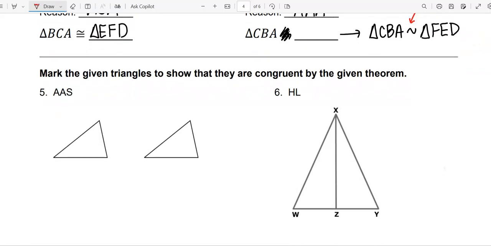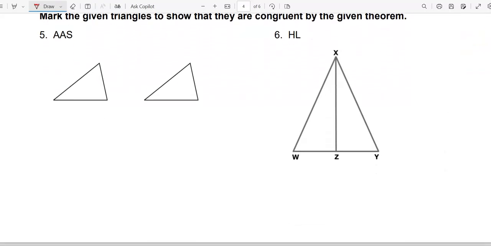So mark the given triangles to show that they are congruent by the given theorem. For the first one, we have angle, angle, side. So we got to mark an angle as congruent. How do I do that? Okay, yes. More specifically, how do I mark an angle as congruent? A tick on what? That would be a side. I gotta mark an angle as congruent.